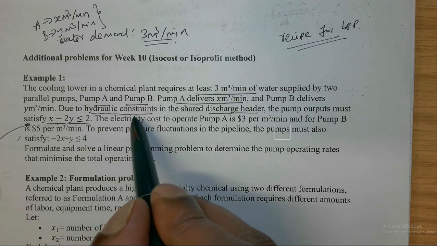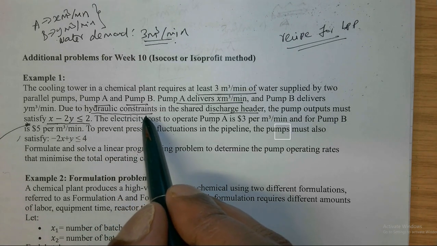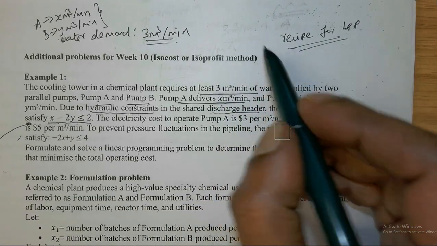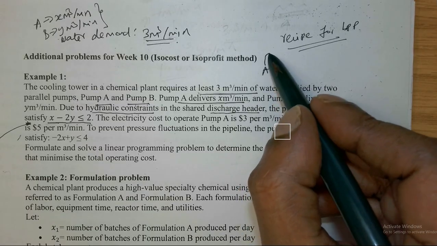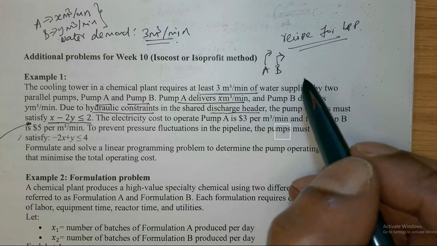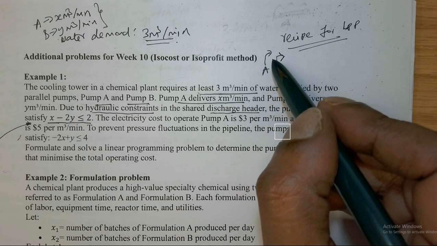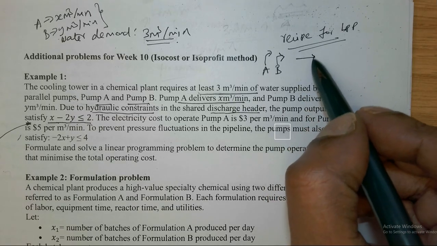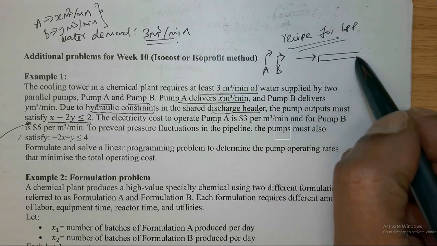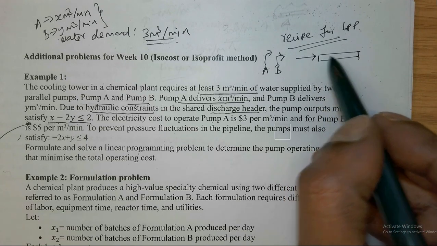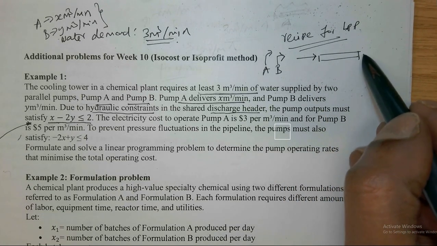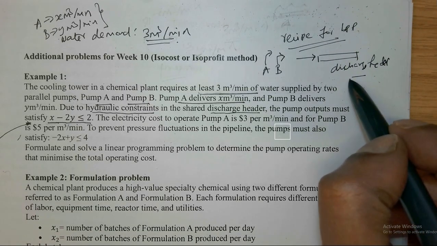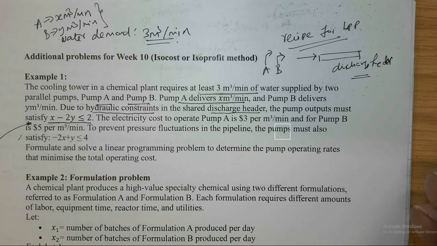What do I mean by the hydraulic constraint? In many chemical engineering plants, even if you have two pumps, in this case A and B, operating in parallel and pumping at some known flow rates, x meter cubed per minute and y meter cubed per minute, they often share the same pipe outlet. Imagine there is a pipeline, and the exit from both the pumps goes to the same outlet pipe. This is called a discharge header.